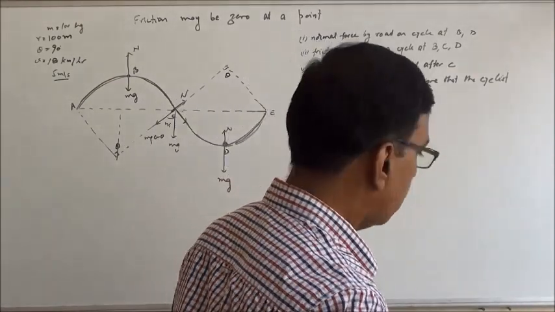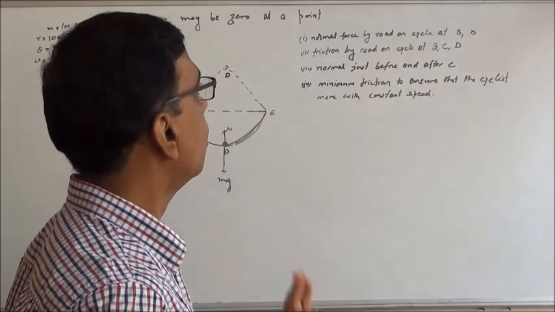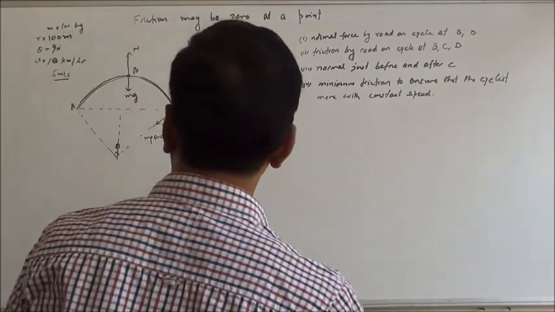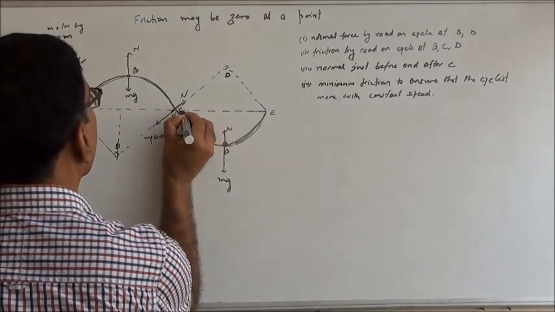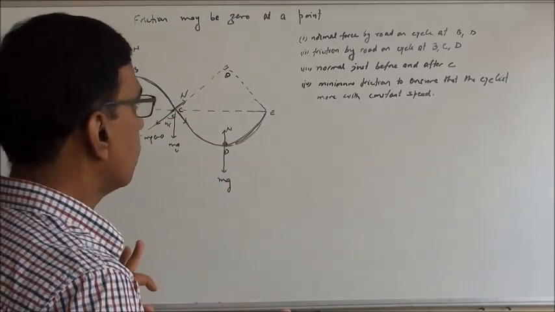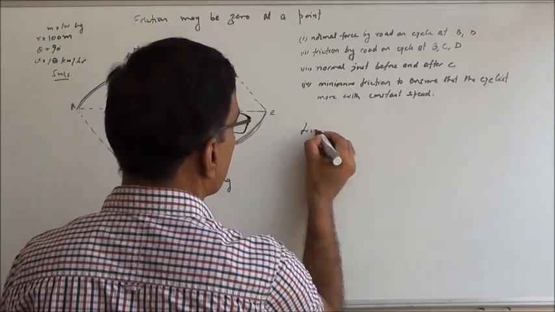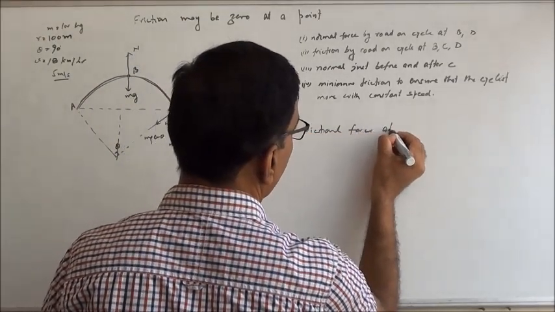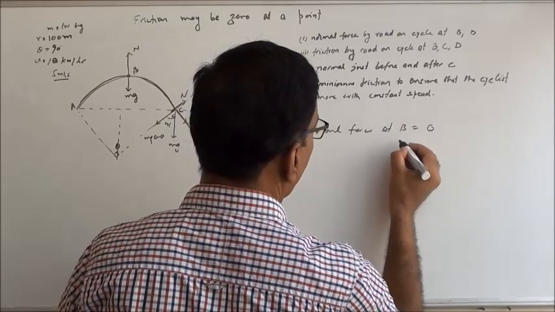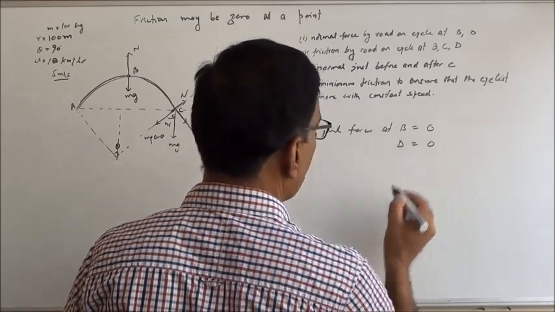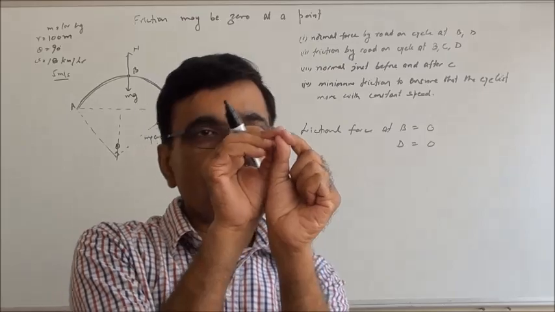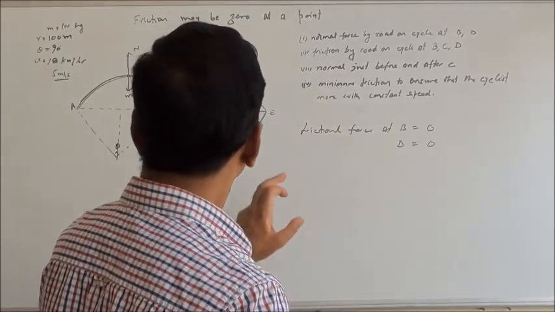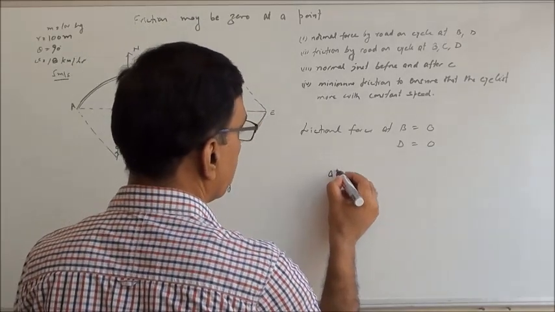Now, frictional force by the road on B, C and D. At B, frictional force is 0. At D also 0. I told you that if there is just a point, we take friction as 0, no tendency to slip. What about C?